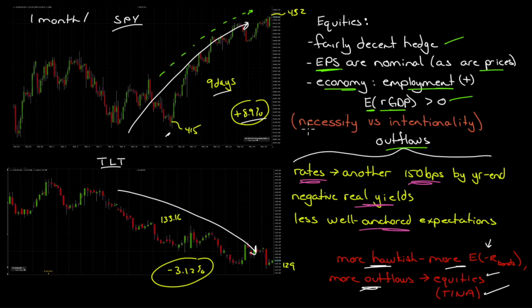Well, I call this a necessity rally as opposed to an intentional rally. I don't know so much that money ran into this market saying, oh my God, I've got to be in equities right now. There's never been a better time to be in equities. I don't think that's what was going on. I think that you had an extremely hawkish Fed, and I think that the bond market said, whoa, that is way more than we anticipated. Let's get the hell out of here.